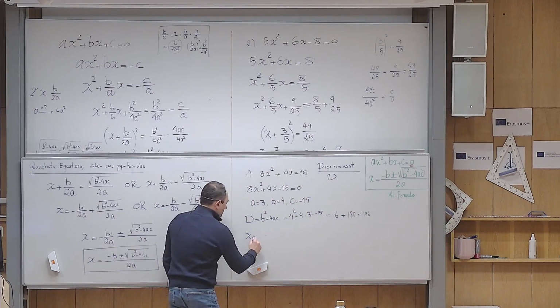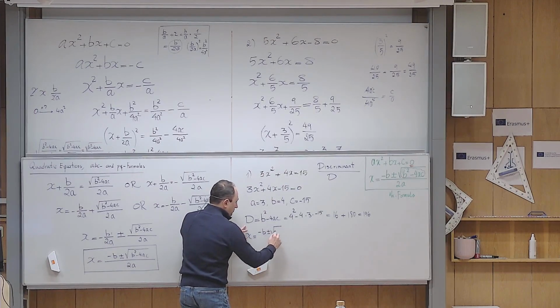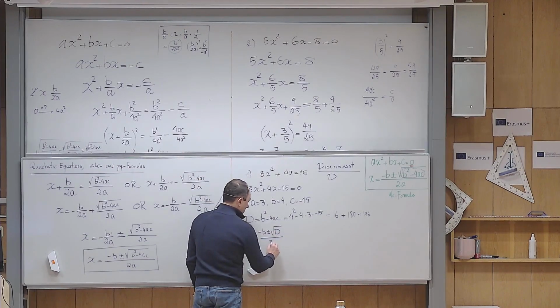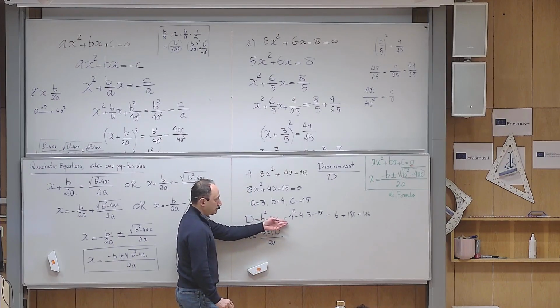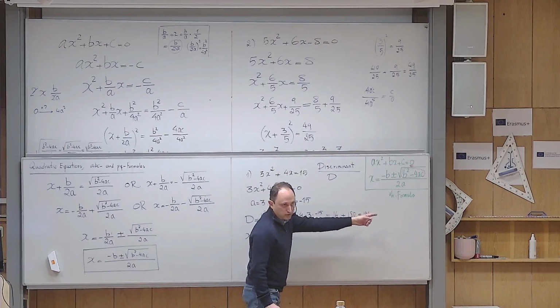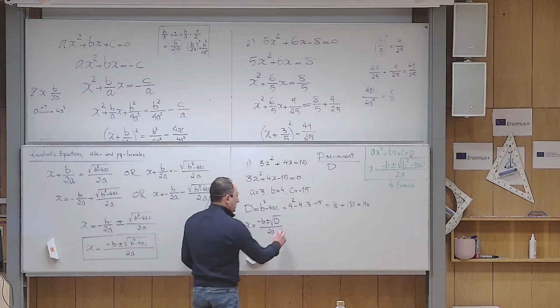X is equal to minus b plus or minus, I am writing this because I want to memorize that, and I can write capital D here. It is easier to remember it like this. D is the discriminant, you calculate it. If it is negative, don't continue, just write no solutions. If this is positive, continue. Okay, so what happens now?